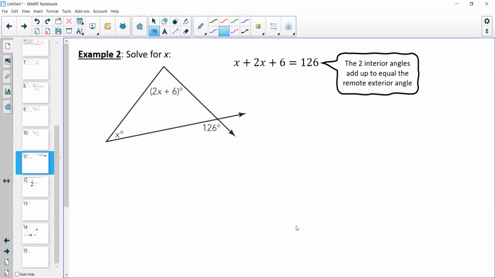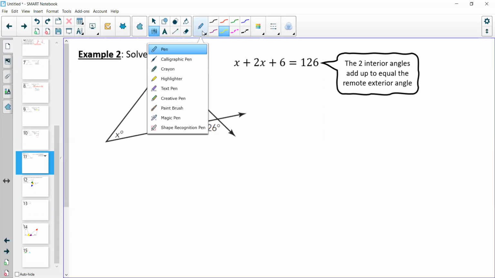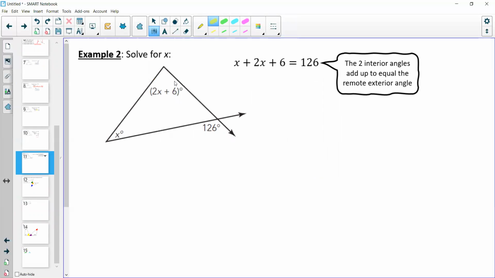Example 2 is an application of the exterior angle theorem. So remember from the notes that the exterior angle, in this case 126 degrees, is equal to the two remote interior angles, which are the two angles that are not adjacent or not touching the exterior angle. So therefore, I add together x plus 2x plus 6 and set that equal to the exterior angle 126.